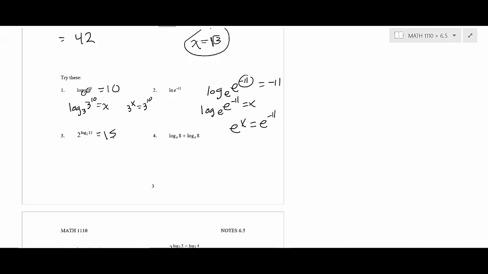Okay, how do you put number 4 together? If you have 2 logs added, how do you put it into 1 log? You do what to those numbers? 8 and 8. You multiply, right? So your first step is you would do log base 4 of 8 times 8. So that would be log base 4 of 64. Now what's the answer in your head? 3, good, because 4 to the 3rd is equal to 64. So that's how that goes.